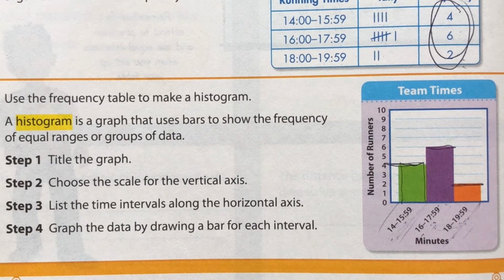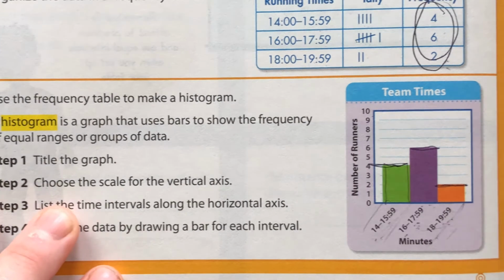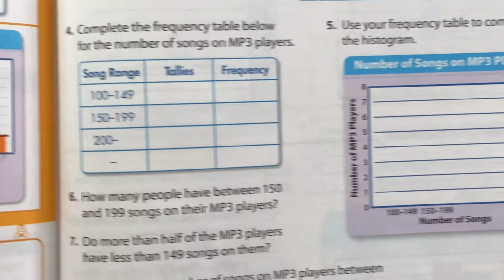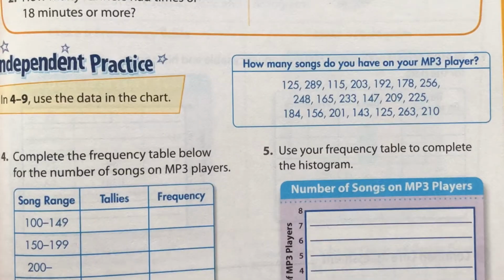So that's an example of what we're gonna be doing this week. We're gonna be creating frequency tables and histograms, okay? So let's look at page 787 and let's do one together, okay? So I'm on page 787 in your workbook. So this is the data that we have.